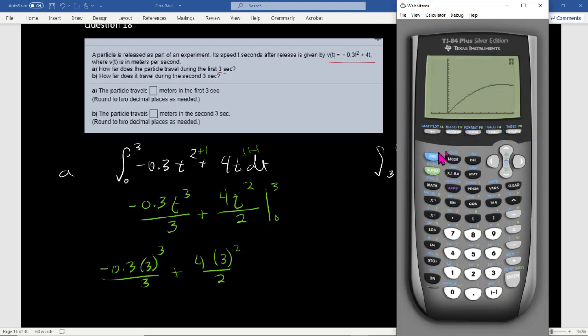And then what I do is I go second calc. I integrate numerically with the lower limit of 0 and an upper limit of 3. What I like here is you actually see what you're getting. You get the area under the curve, and it says it's 15.3. We'll verify that, but that's what we should get there.